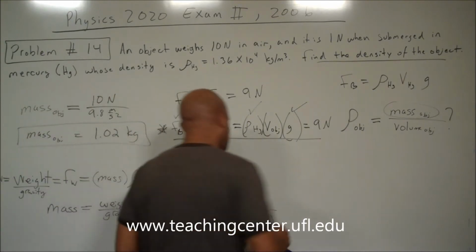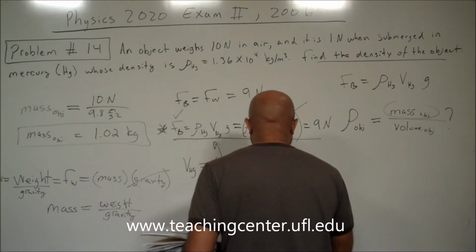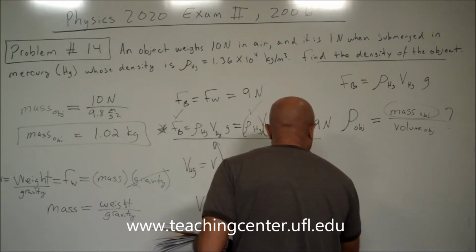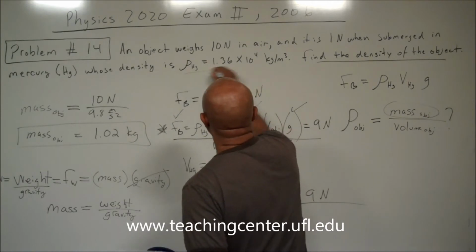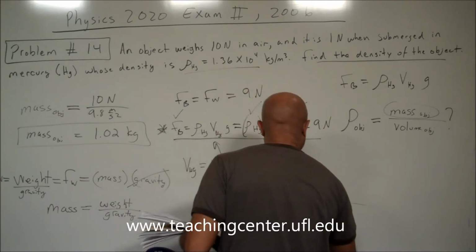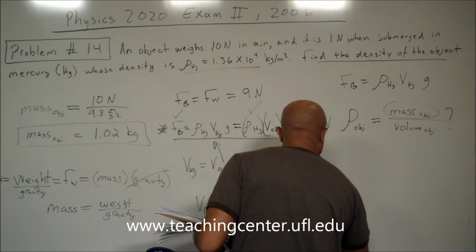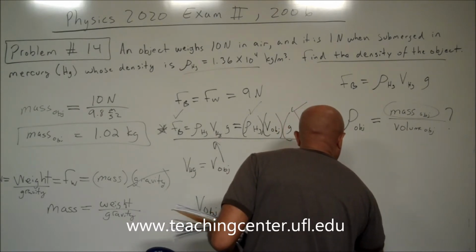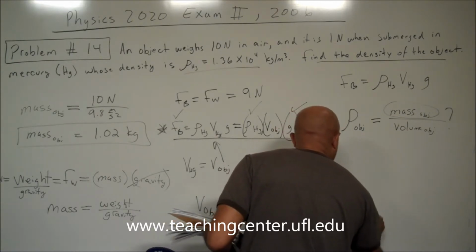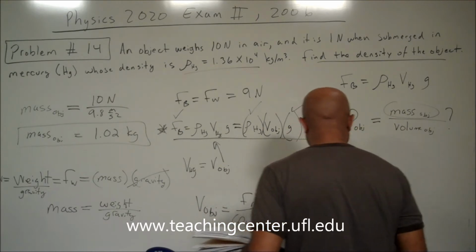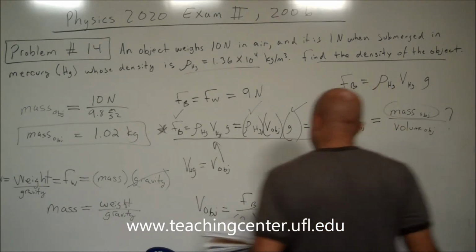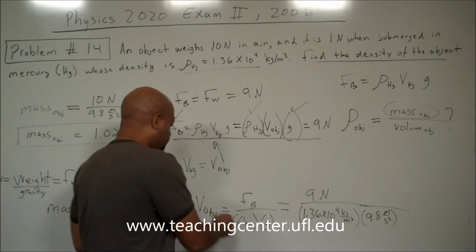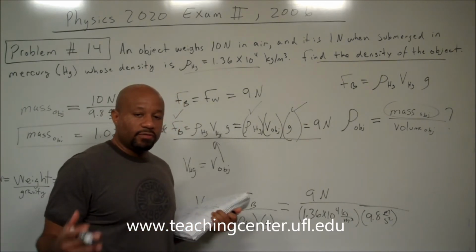Okay? And so we know that the buoyant force is 9 newtons. We calculated that at the beginning. And we know the density of the liquid, which is given in the problem, is 1.36 times 10 to the 4th kilograms per meter cubed. And we know that the gravity is 9.8 meters per second squared. Alright? And this is a volume, so we want to have units of volume.